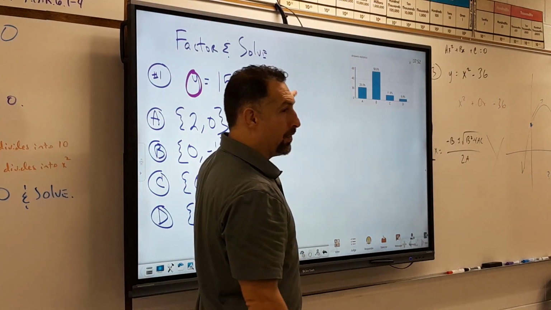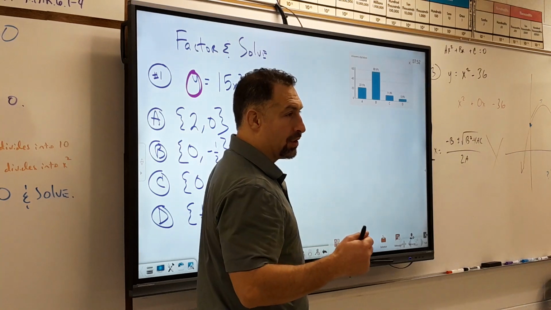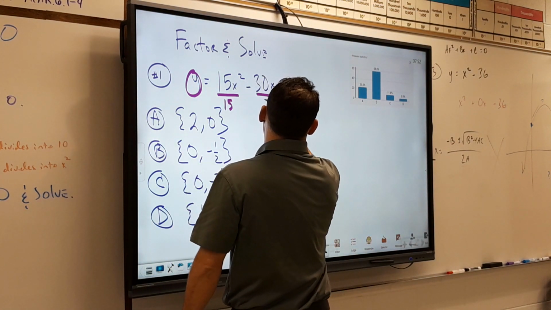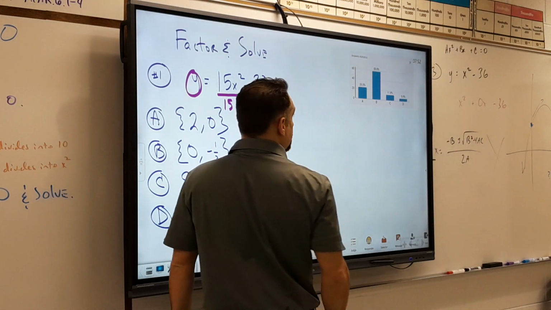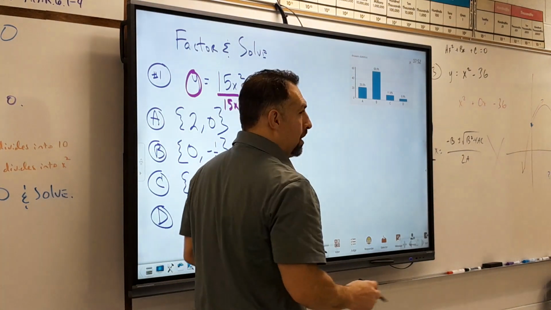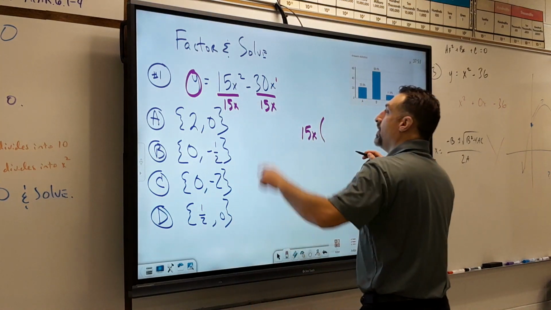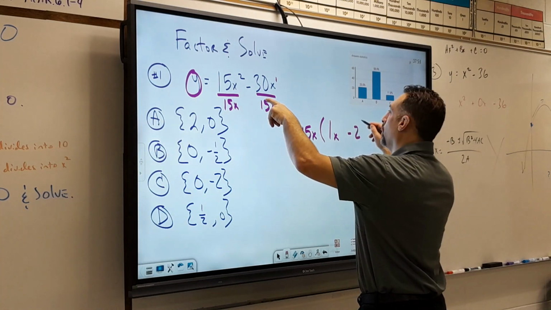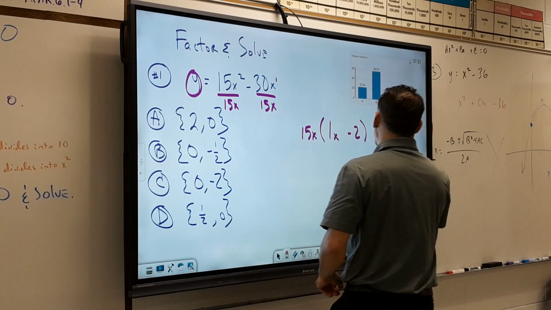15 is the smaller of the two numbers. 15 will go into 30 because 2 15s is 30. So when you're looking for a GCF, 15 is the number GCF. Also, they both have an x. Pick the smallest exponent between the two, and that's the amount of x's you take out. There's your greatest common factor, so you're going to have 15x, and then that's a 1x minus 2. This is all equal to 0.